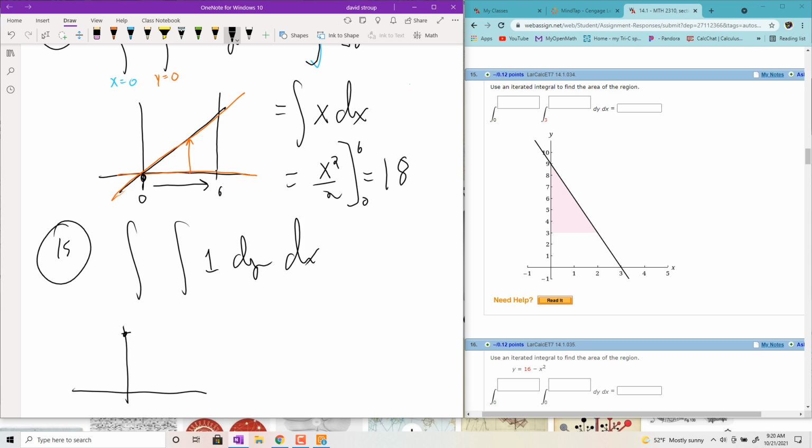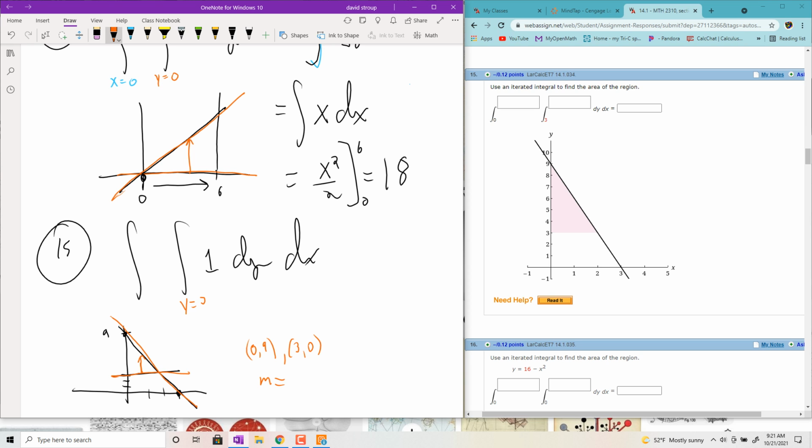Looks like we have 9 and then 1, 2, 3. So I have this line, and I'm going from 3 to 9. Okay, so curve to curve, right? Curve y equals 3, which is this horizontal line, and then y equals whatever that is. So what is this line here? They give you 2 points, so you should be able to figure it out. The points are going to be (0, 9) and (3, 0).